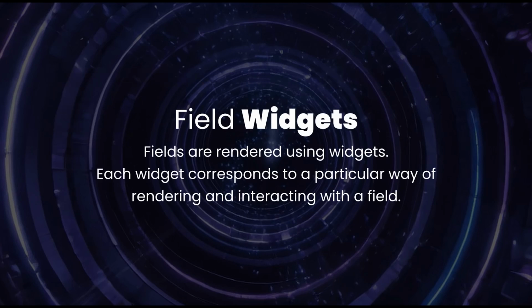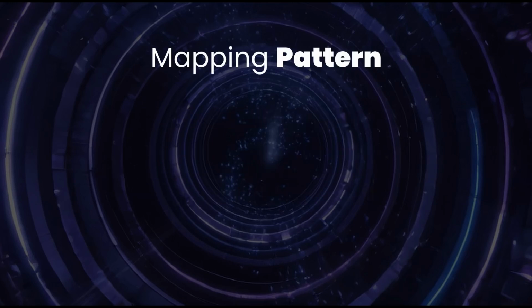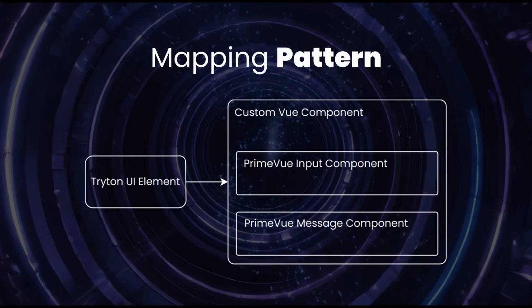Fields require special attention because they represent data, and there are many different types. In the client, fields are rendered using widgets. Each widget corresponds to a particular way of rendering and interacting with a field. When mapping these elements to PrimeVue, the relationship is not one-to-one. Instead of directly assigning a PrimeVue component to each Tryton element, I created a layer of view components that wrap and compose PrimeVue components internally. This provides a level of abstraction between the Tryton schema and the UI library.